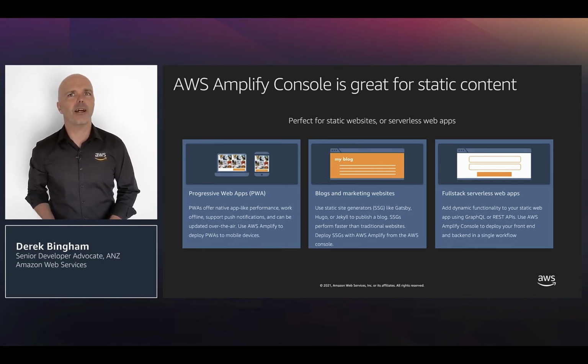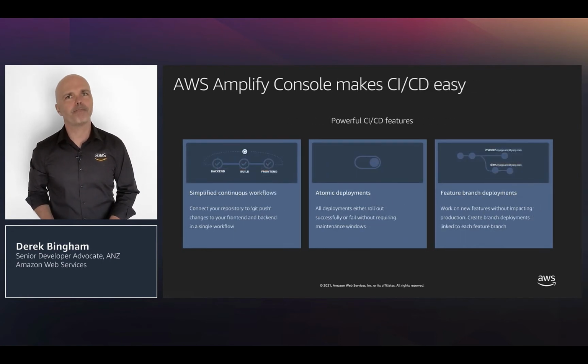Let's look at a few Amplify Console features. One of the best features of the Amplify Console, in my opinion, is how it makes it really easy and painless to set up a continuous integration and continuous delivery pipeline. As I have already mentioned, to get started, you simply connect the Amplify Console to your Git repository, which could be GitHub, Bitbucket, GitLab, or Amazon CodeCommit.